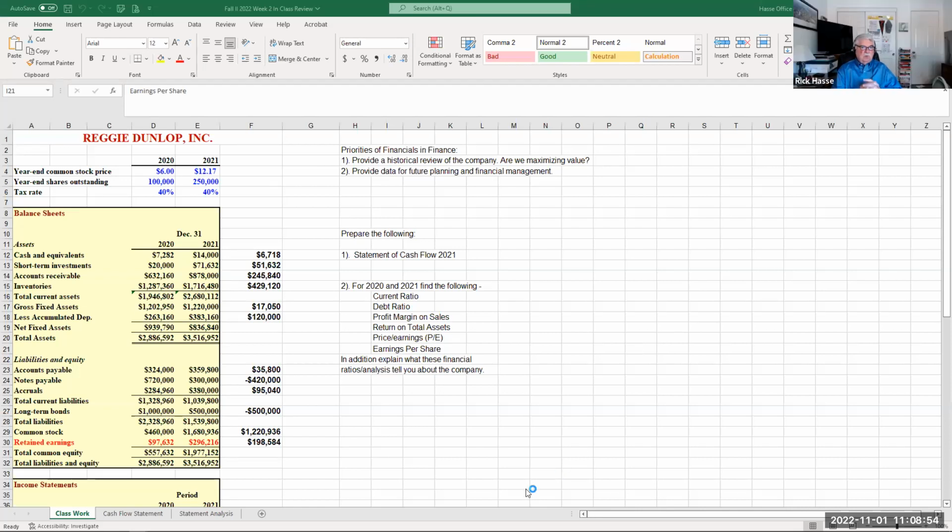In our week 2 Blackboard in-class review file folder, there is this spreadsheet. It's for the Reggie Dunlop Incorporated. It's a spreadsheet file of their financial statements for the years ending December 31st, 2020 and 21. And this highlights all the information of Chapter 3 and Chapter 4. You might want to study this.